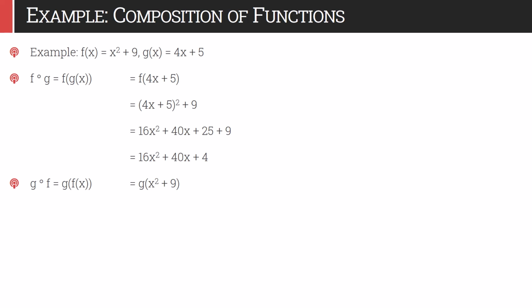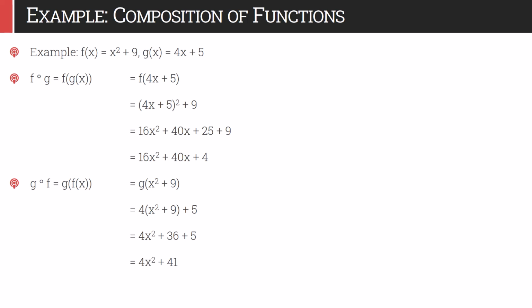From definition, we already know that when we provide some input x to function g, it will multiply that value by 4 and then add 5 to that. That is 4x plus 5. So simply 4 times (x square plus 9) plus 5. Simplify it, so it will be 4x square plus 36 plus 5. That is ultimately 4x square plus 41.